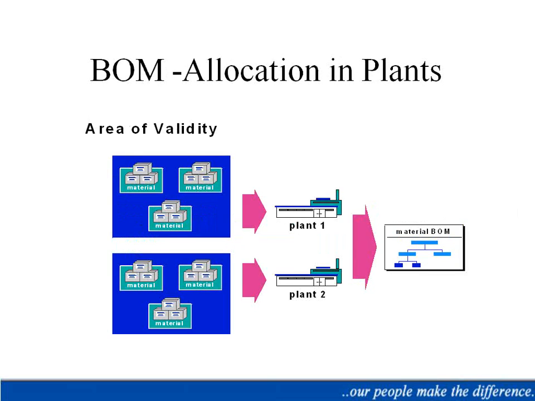Area of validity means for which particular plant this particular BOM is applicable. This BOM is applicable to this plant, and this BOM is applicable to that plant. Like that, we can define the area of validity. The moment I assign this particular BOM to this plant, whatever changes we make are applicable to that particular plant only. Is that clear, Chandra? Yeah. Basically, we are assigning the BOM to that particular plant.